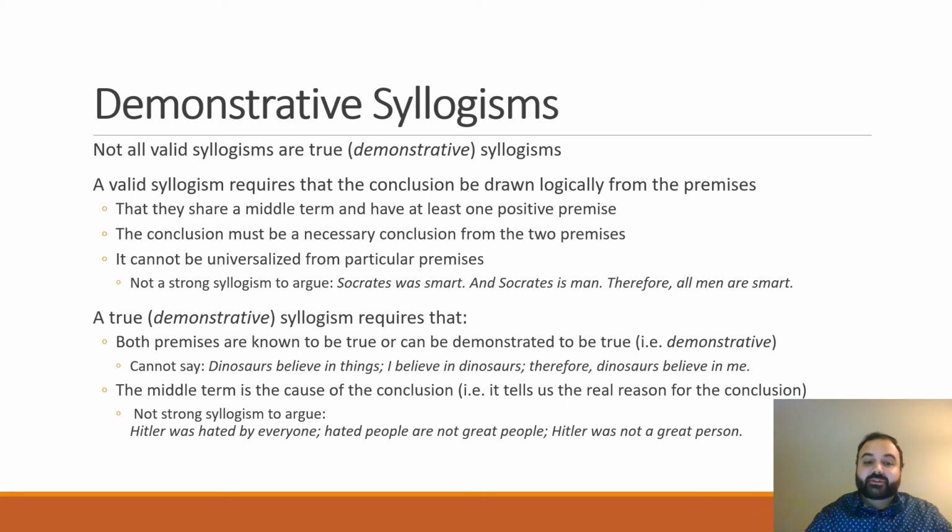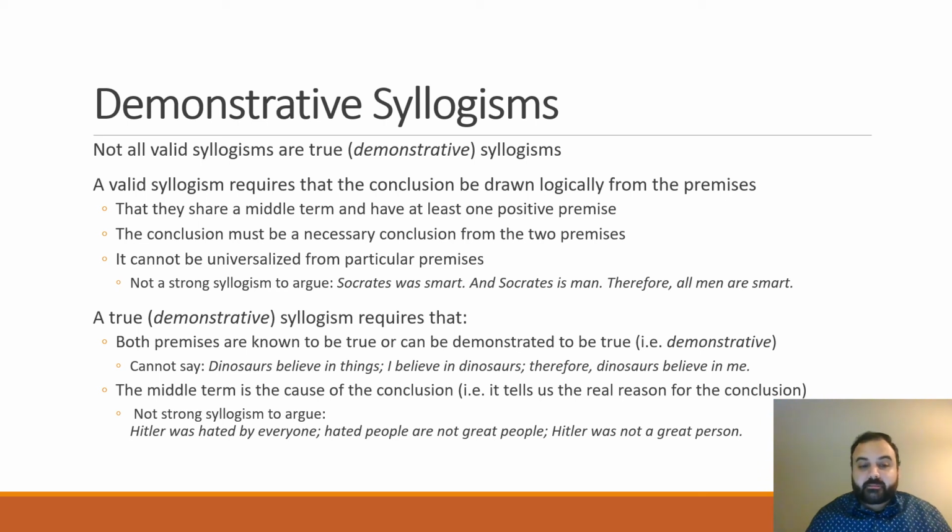So both premises need to be known to be true and can be demonstrated to be true. And the middle term is clear in showing the cause of the conclusion. In other words, the middle term really tells us the real reason for the conclusion. So again, an example of not a strong syllogism based on the middle term: Hitler was hated by everyone. Hated people are not great people. Hitler was not a great person. The syllogism is valid. However, it's not a demonstrative syllogism.